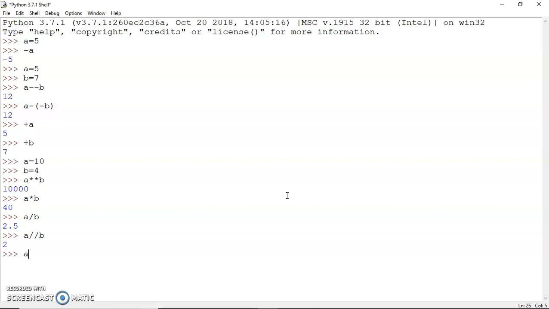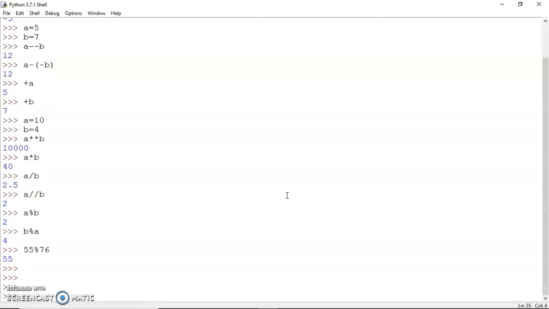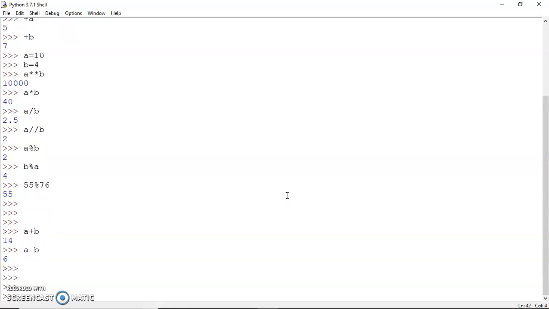Similarly, a percentage b would mean to divide a by b and see the remainder. So the remainder here would be 2. And similarly, if I go in for b percentage a, the answer is 4. You need not solve this percentage if the first operand is smaller than the second operand. So if b percentage a and b is smaller than a, then don't solve it, b is the answer. Similarly, if I go in with 55 percentage 76, the answer is 55. And then of course a plus b and a minus b, you can see the results.